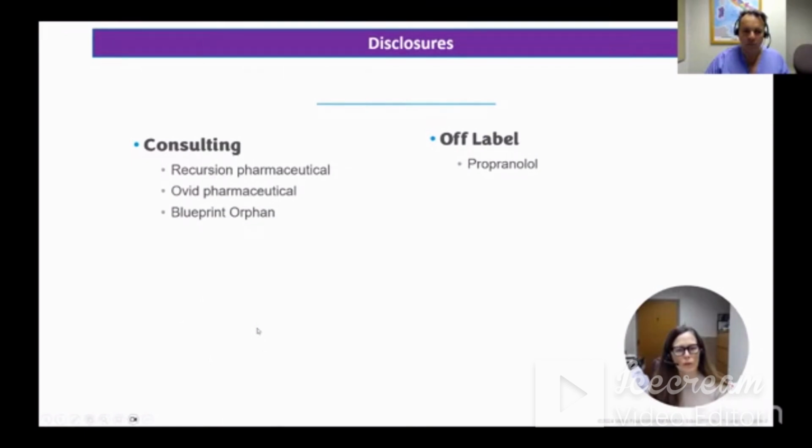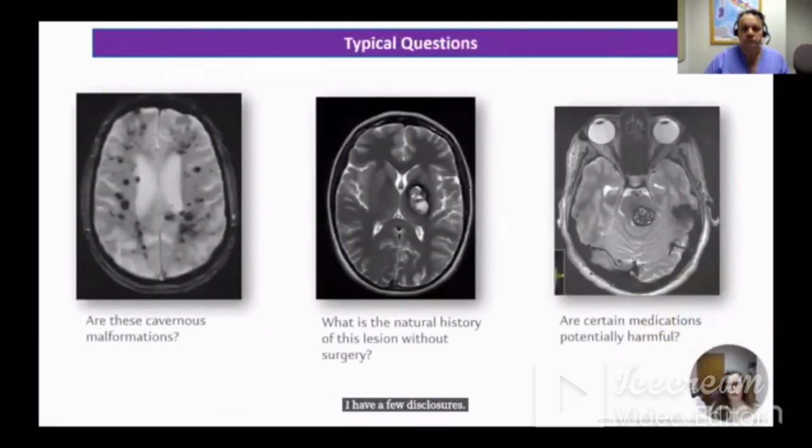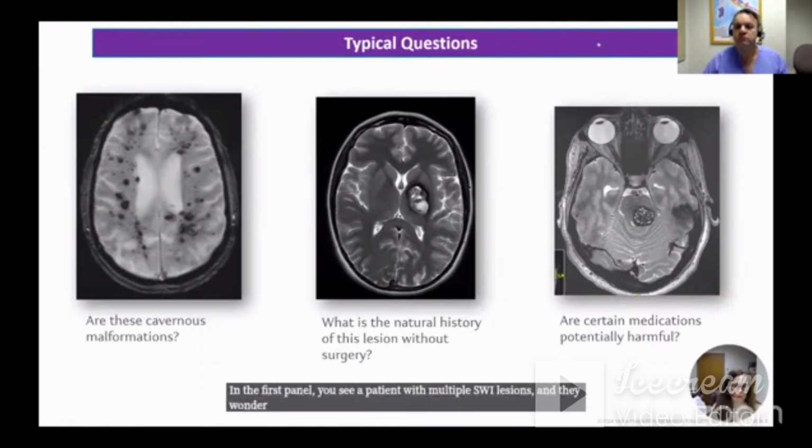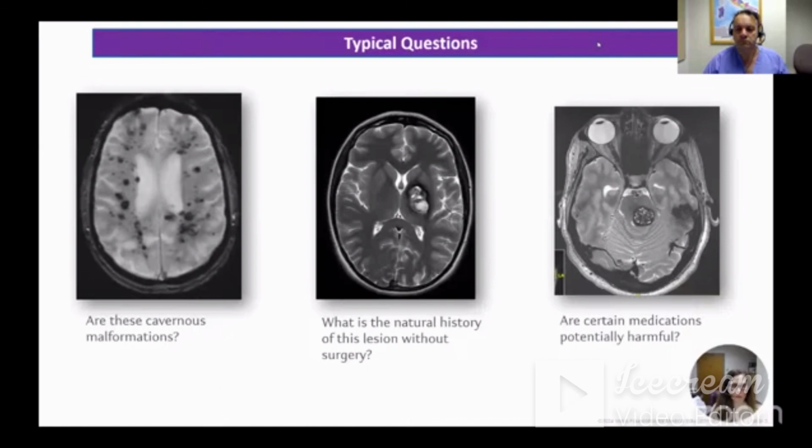I have a few disclosures. So these are the typical questions I might get asked as a neurologist. In the first panel, you see a patient with multiple SWI lesions, and they wonder, are these cavernous malformations? Or could they be something else, like amyloid angiopathy?